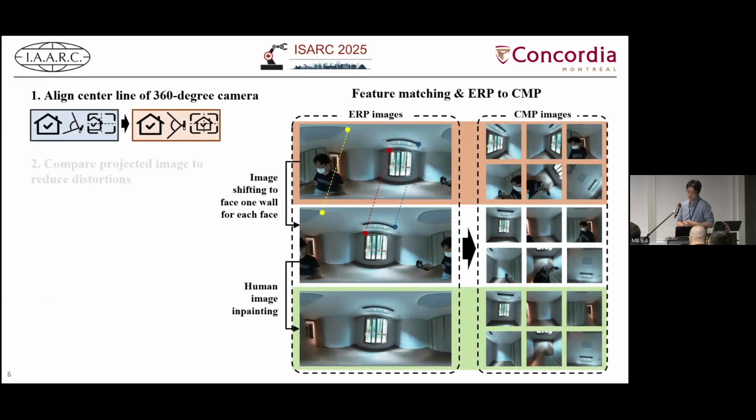First, we align the image orientation by shifting the input images using feature matching with ensemble feature descriptors. Feature matching was employed to calculate the shape distance for image alignment. Reference images are previously configured via cube map projection so that each projected face corresponds to a single wall. By doing so, input images are shifted to orientations facing each wall.